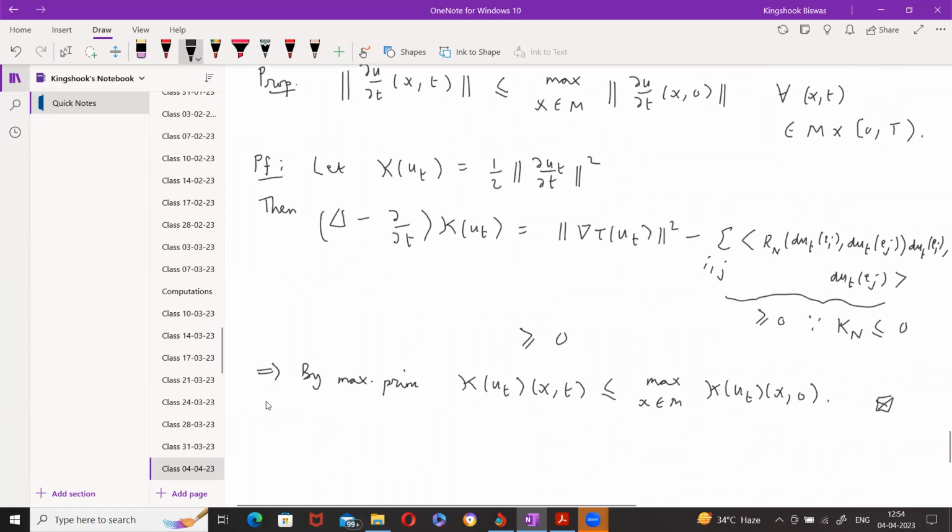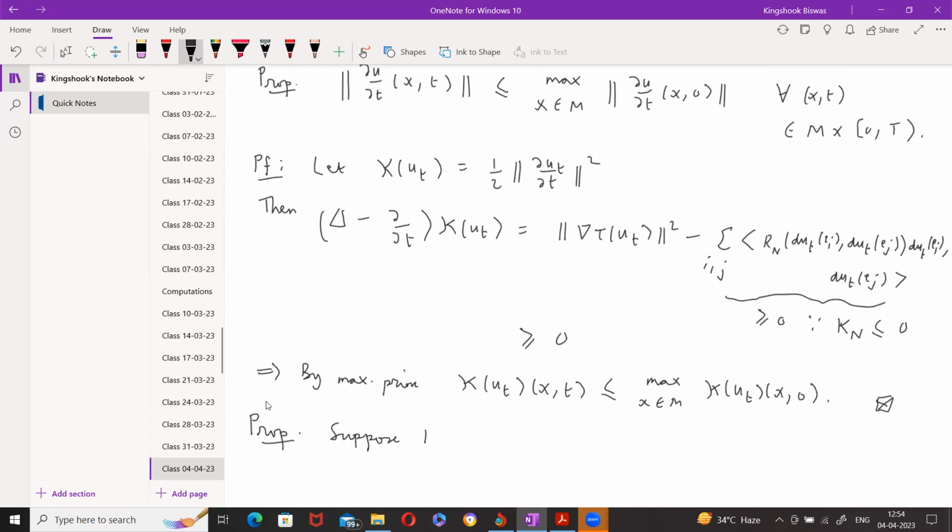Now, so that gives us the boundedness of the time derivatives, right? ∂u/∂t is bounded. Is this clear? By the norm of the initial time derivative. Now, we can also prove the following.